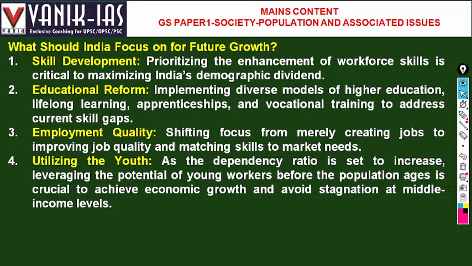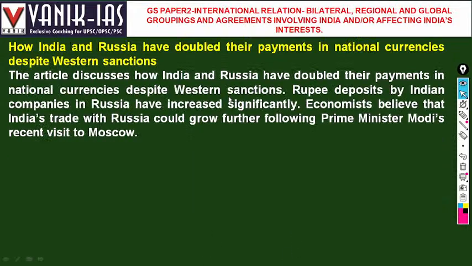Employment quality. Shifting focus from merely creating jobs to improving job quality and matching skill to market needs. Utilizing the youth, as the dependency ratio is set to increase. Leveraging the potential for young workers before the population ages is crucial to achieve economic growth and avoid stagnation at the middle income level.